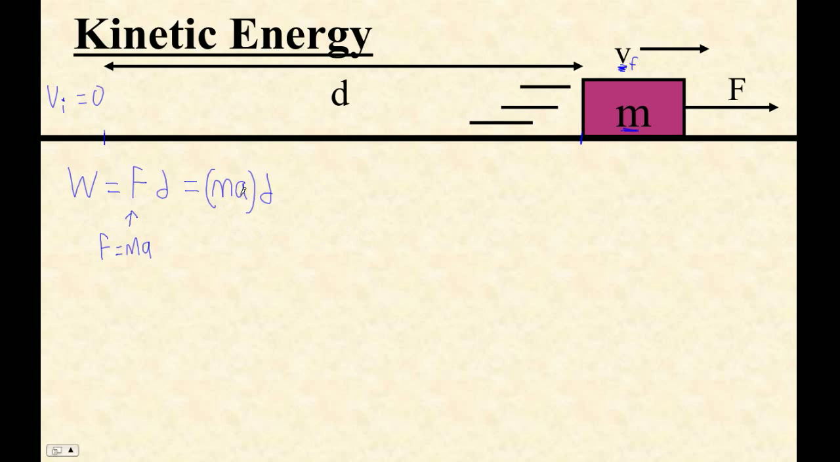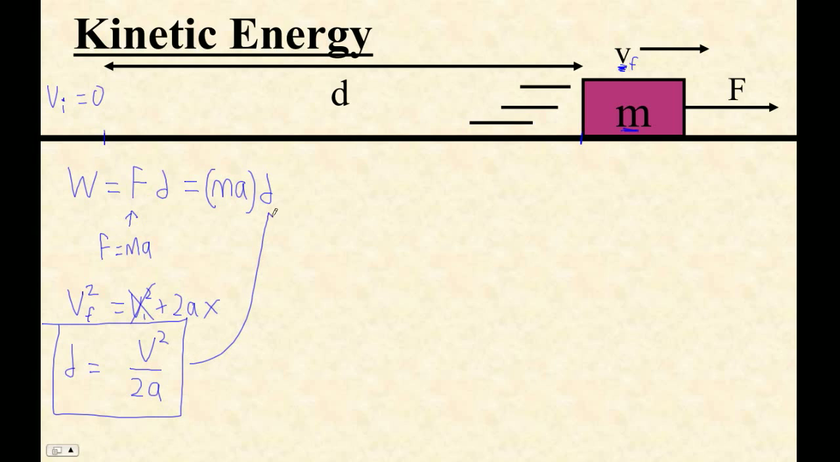Okay, so that's what we've got. So it's going to be m times a times d. Now, here's the problem: I can make a substitution for this distance using the formula that the final velocity squared is the initial velocity squared plus 2ax, and our initial velocity is 0, so this goes away. This x here is our d. So our d is equal to the velocity squared divided by 2a. I'm going to substitute that in for d.